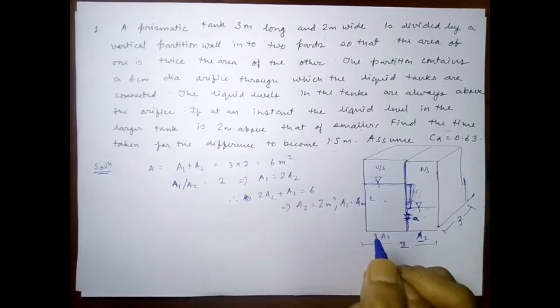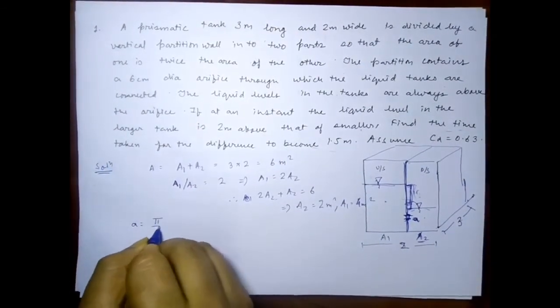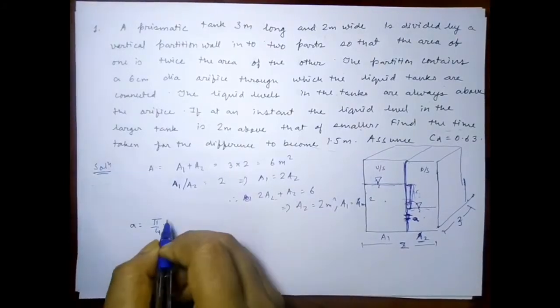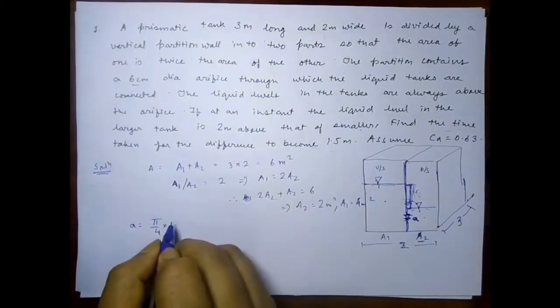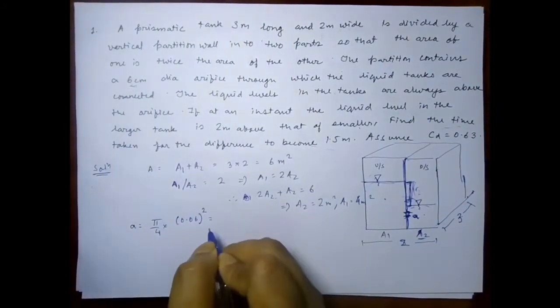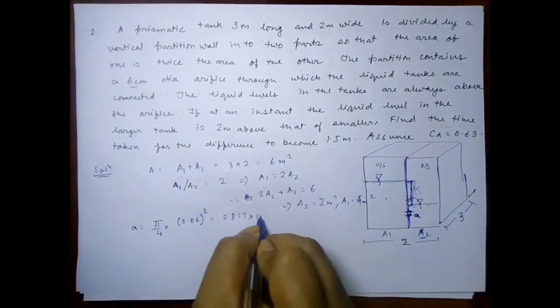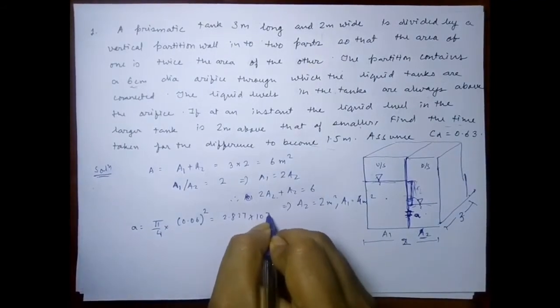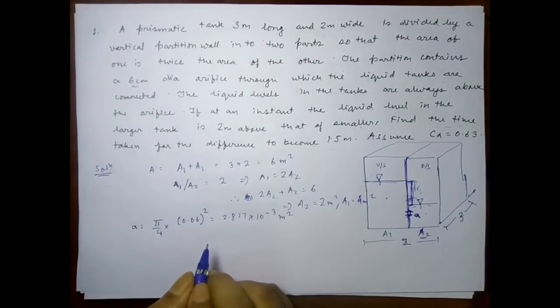So now I have got A1 and A2. Small a, that is the area of the orifice, will be equal to pi by 4 times the diameter, which is given as 6 centimeter, so pi by 4 times 0.06 meters squared. Therefore the area of the orifice will be 2.827 times 10 to the power minus 3 meter square. This is the area of the orifice.